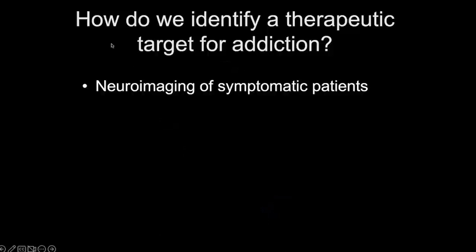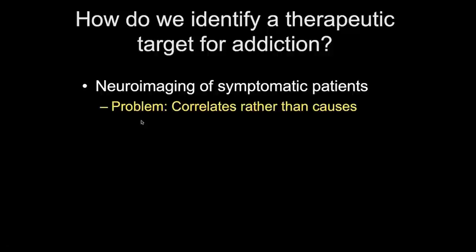One of the most common approaches is neuroimaging of symptomatic patients. Makes a lot of sense. If you want a therapeutic target for something like addiction, find a bunch of patients with addiction, scan them, and look for neuroimaging correlates of addiction that you might be able to target with something like TMS. But there's a problem with that approach, which is no matter how large you increase your cohort size or how much you improve the strength of your scanner, in the end, neuroimaging is usually looking at correlates of the symptoms we want to treat, not the causes of the symptoms we want to treat.